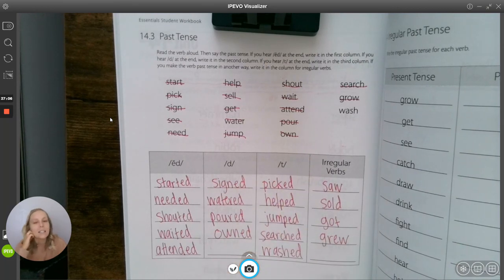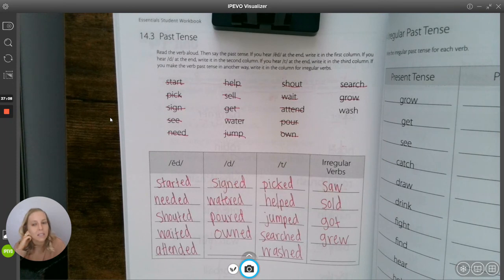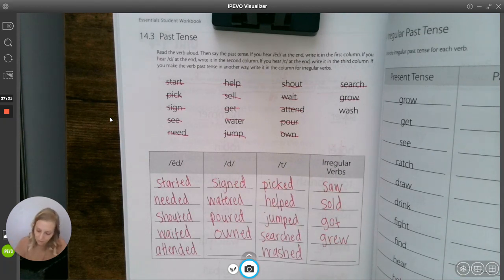So now say D and say T. D, T. How are they different? D is what? We use our voice, so it's voiced. D, D. If you put your hand on your throat, you can feel the vibrations. That means it's voiced. And when we say T, we don't feel that same vibration, so it's unvoiced. So when a base word ends in a voiced sound, ed says the voiced D. When the base word ends in an unvoiced sound, ed says the unvoiced T.